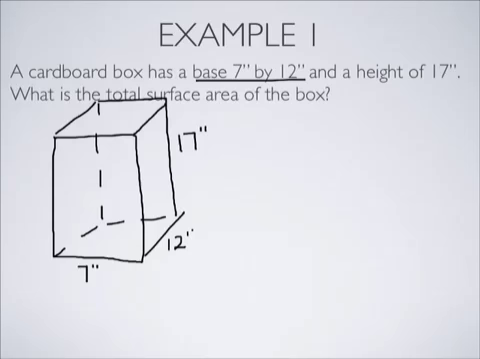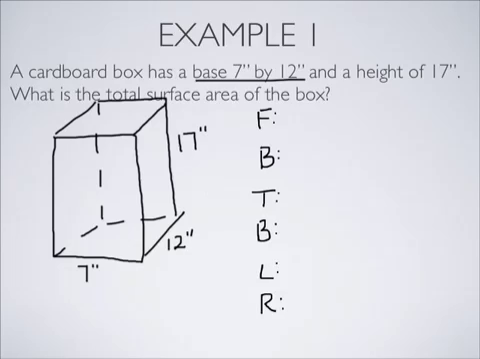So a box has 6 faces. It has a front, a back, a top and a bottom, a left and a right. And those are all rectangles. So I'm going to find the area of all of those rectangles individually. And I'm going to sort it out like this. Here's front, back, top, bottom, left, and right.